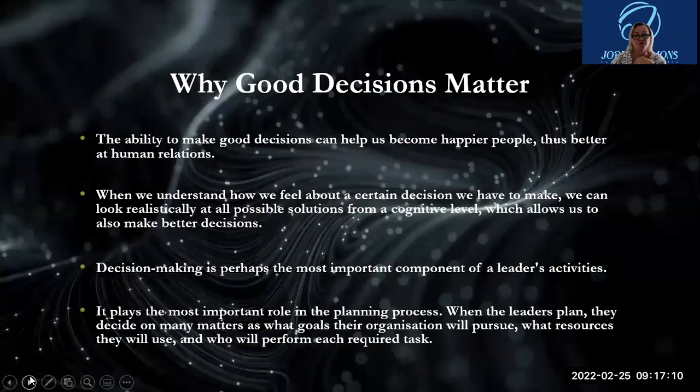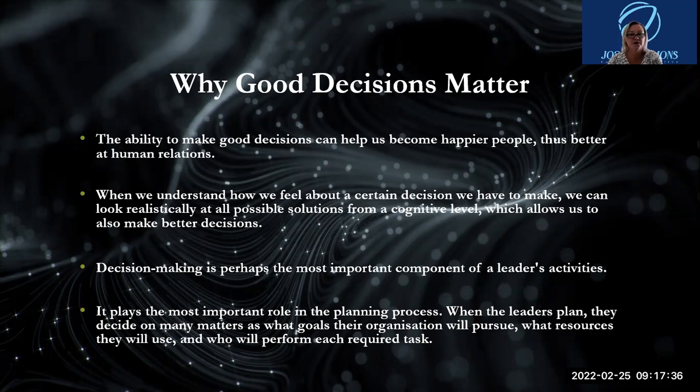So this way or that way, why good decisions matter. The ability to make a good decision can ultimately help us be happier. We have better human relations when we make good decisions. When we understand how we feel about certain decisions that we have to make, we can look at them on a little bit more of a realistic level. And it's possible that we get to look at them more on a cognitive level, because we can actually see what's happening, and this allows us to make better decisions.